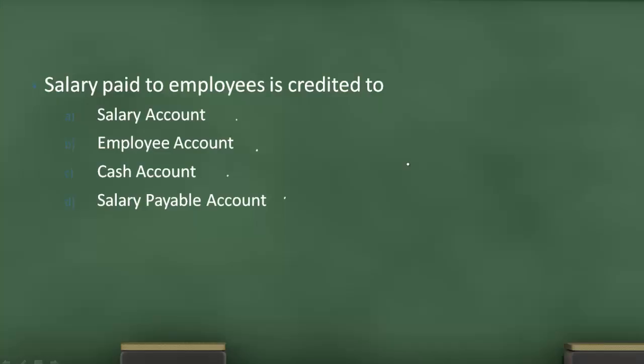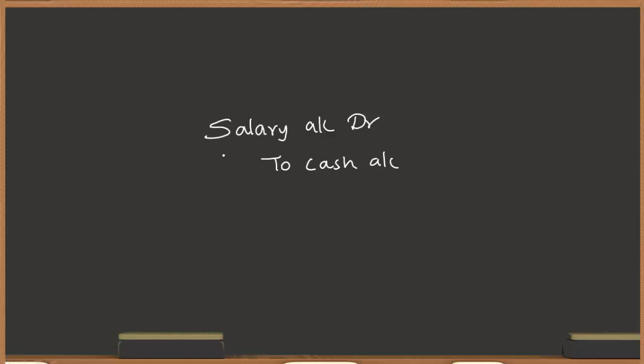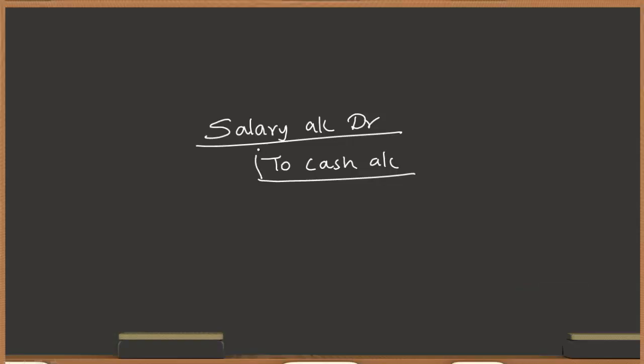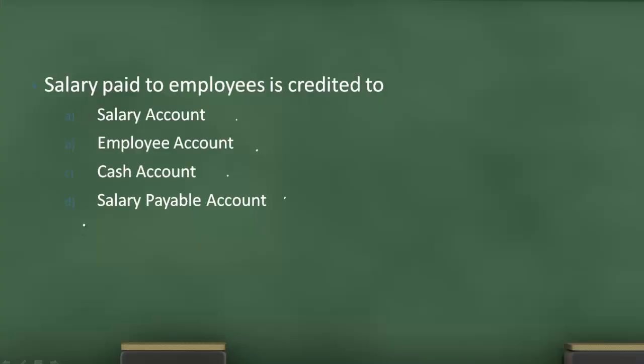And what is the amount? The amount is not available, but salary account is debited and cash account is credited. And what is the question? Salary paid to employees is credited to what account? Here we have credited it to cash account. So we need not look at A, B and D. Answer is C. Salary paid to employee should be credited to cash account.